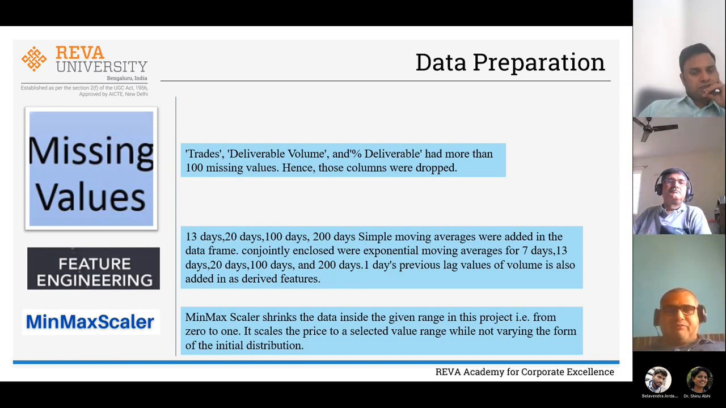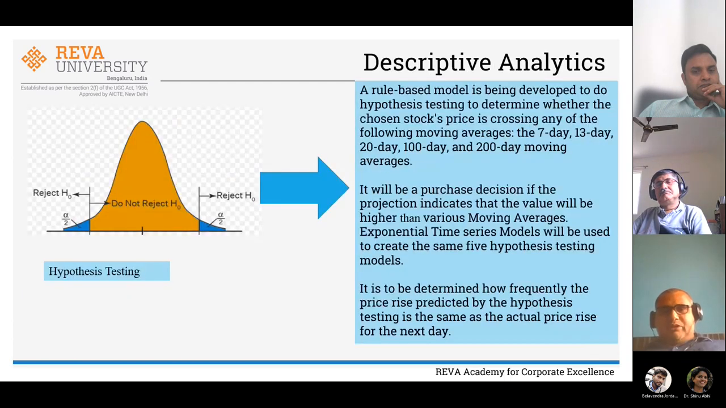Then feature engineering. Here we have taken simple moving averages for 13 days, 20 days, 100 days, 200 days, and a 1 day lag of volume is also added as a derived feature. Here we have used the MinMax scaler, which will scale the close price, or all the feature values, within a range, here a range of 0 to 1. So it will make the variation in all the data very uniform. That will help us in doing the right modeling and getting the right prediction from the modeling that we are going to be utilizing.